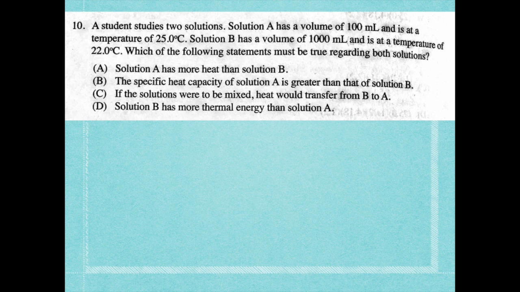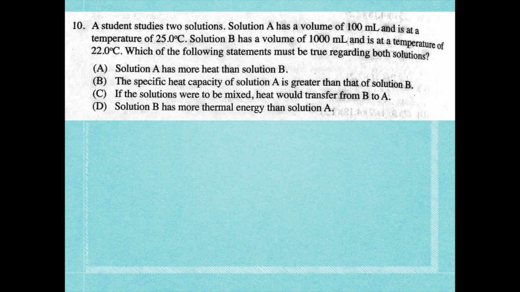Okay. Well, when we're talking about heat, we're talking about the transfer of energy. So one solution can't have heat. It is transferring the energy, and that is heat. So answer A doesn't make sense. Specific heat capacity would be Q equals mcΔT, but this problem hasn't told me anything about the change in temperature, so I don't know. Okay. It says for the next one, heat would be transferred from B to A.